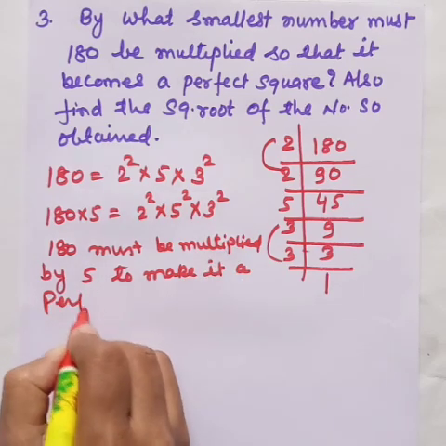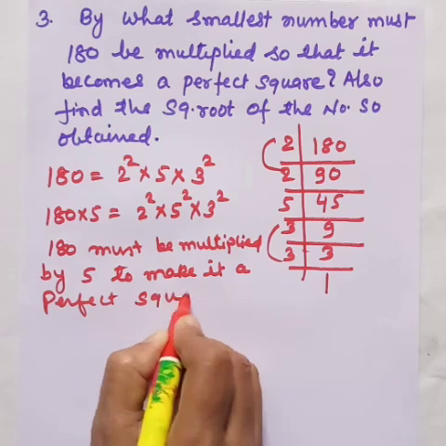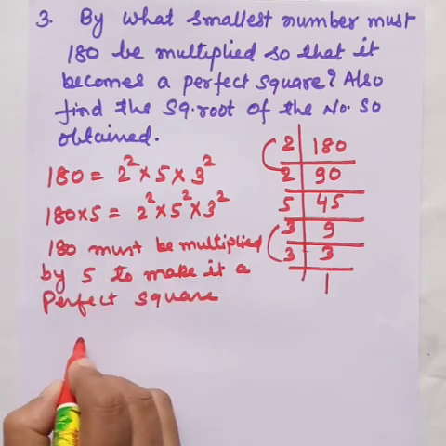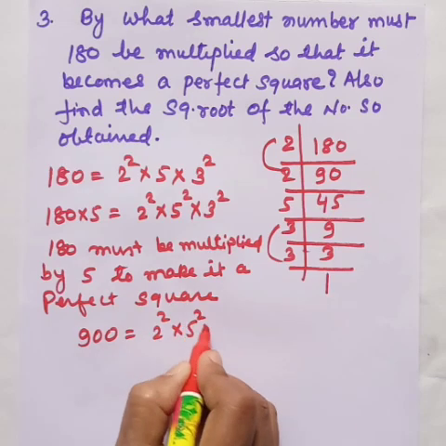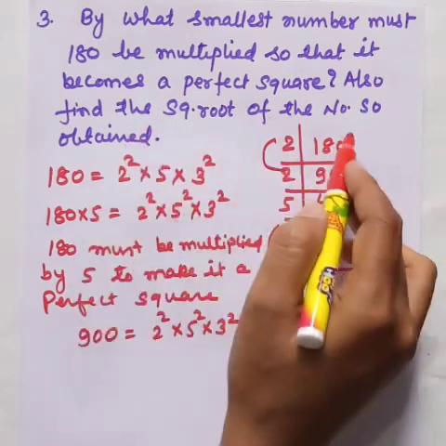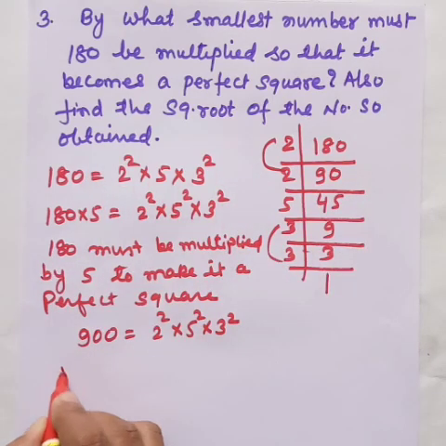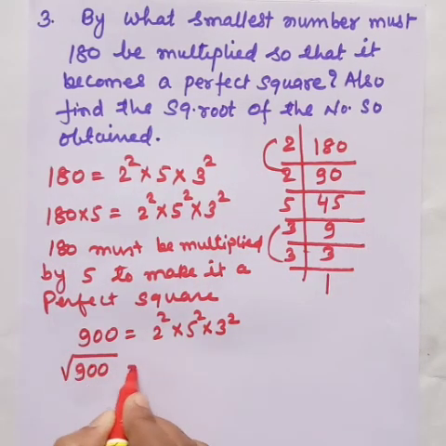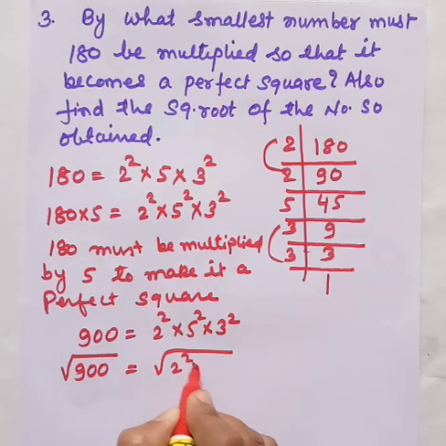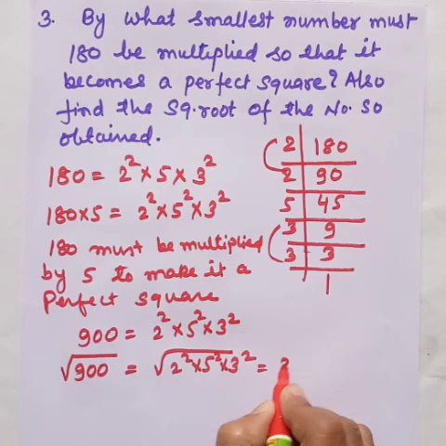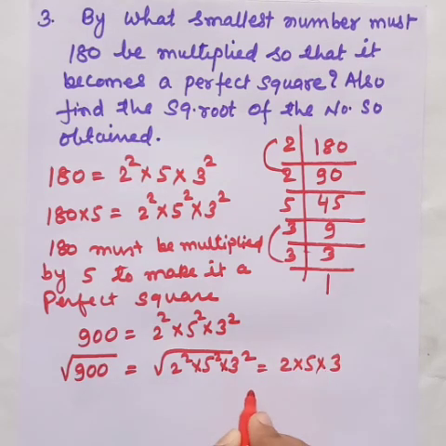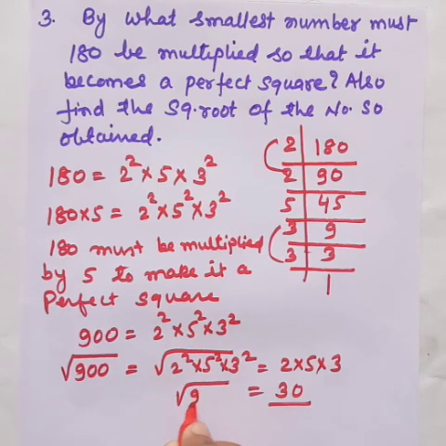Okay. Now what will you get? 180 into 5 will be equal to 900, which is 2 square into 5 square into 3 square. Because see, also find the square root of the number so obtained. Now square root of 900, apply square root on both sides. 2 square into 5 square into 3 square. So this will be equal to 2 into 5 into 3. So 2 5s are 10, 10 3s are 30. So square root of 900 is equal to 30.